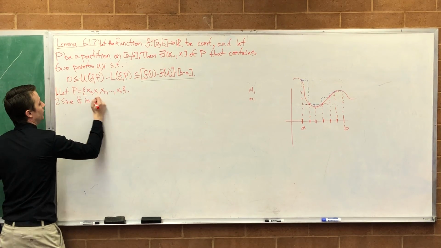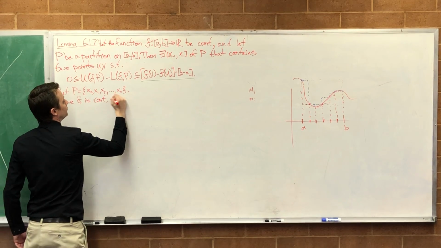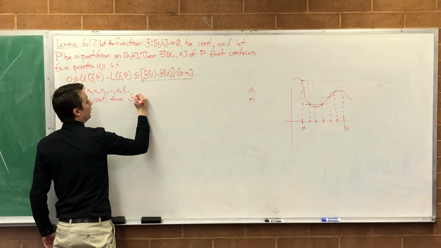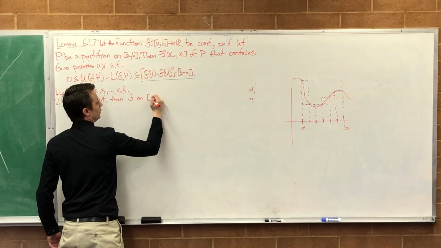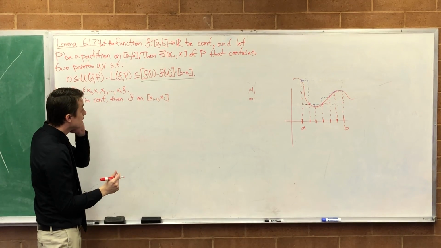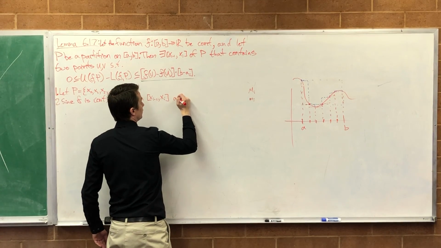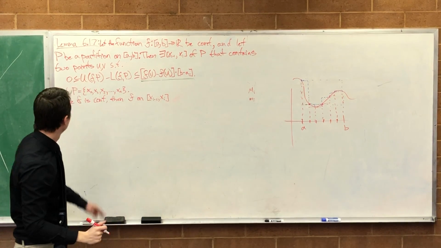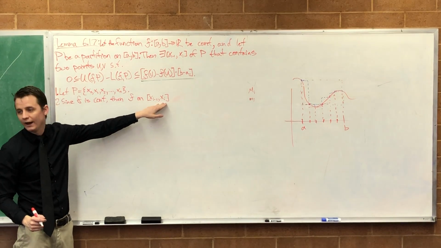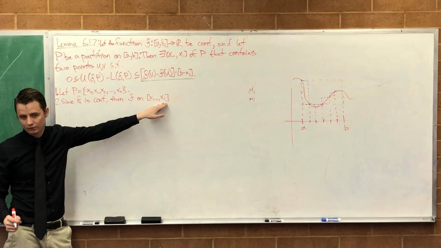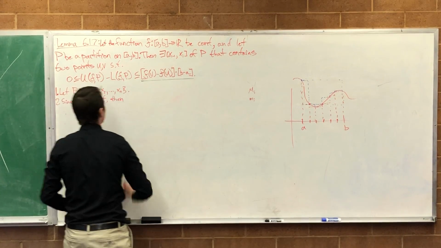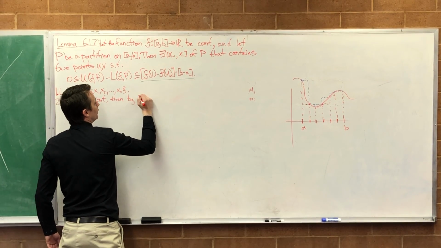Since F is continuous, then F on the closed interval x sub I minus 1 to x sub I achieves, how do I want to say that? We want to say since F is continuous, then F on this interval has a minimum and a maximum by the extreme value theorem. So maybe say then by the extreme value theorem.